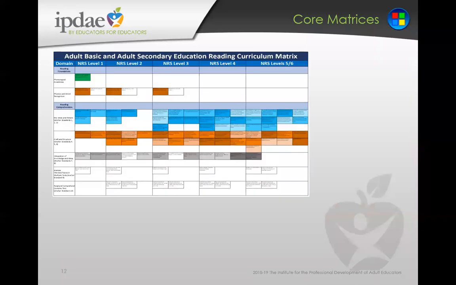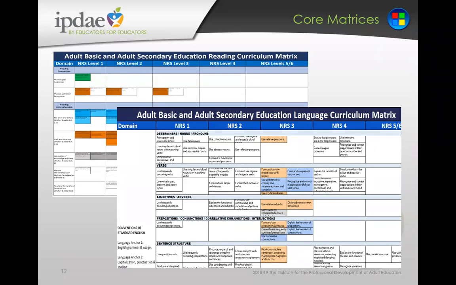Another core matrix is the reading and language arts matrix. Keep in mind that the language matrix is composed of two sub-matrices. One is just the language matrix, which deals with conventions of standard English, and the other one is the writing matrix.